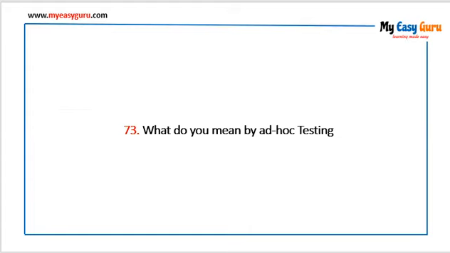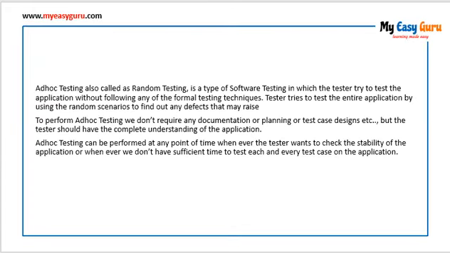Next question is, what do you mean by ad hoc testing? Ad hoc testing is also called random testing. It is a type of software testing in which the tester tries to test the application without following any of the formal testing techniques. So there is no specific way or no specific technique to do. So this is ad hoc testing.